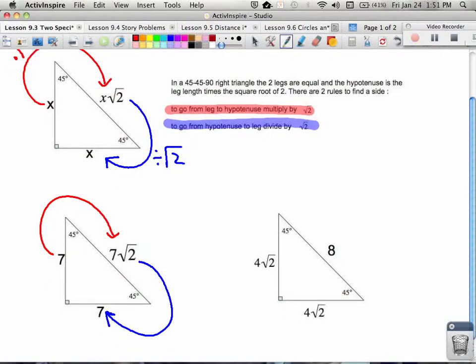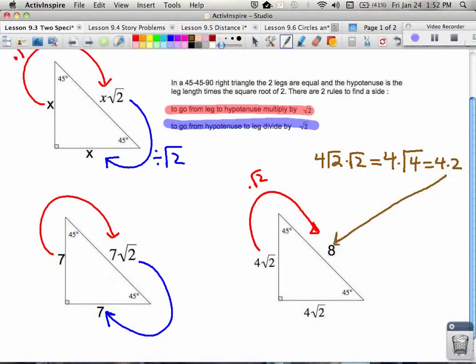So what I want to show you is this is also true in the second example on the right-hand side. Going from the leg to the hypotenuse, it looks very strange because you see the square root disappear, but when you notice, when you multiply by the square root of 2, what's happening actually is you're taking that 4 square root of 2 and multiplying by the square root of 2, which then yields 4 times the square root of 4, which is the same as 4 times 2, which then gives you the 8.